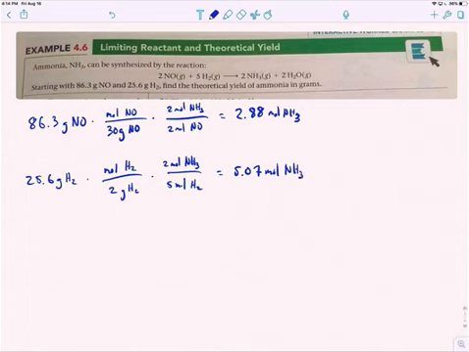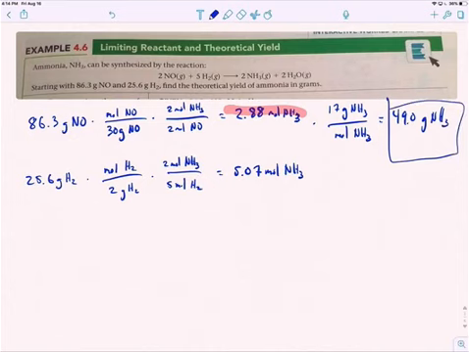You pick the low number. You're limited by something, you're limited by the lower amount. So this is the one we pick, and then we just multiply it. So then this is 17 grams ammonia per mole ammonia, and this is 49.0 grams ammonia, the final answer.